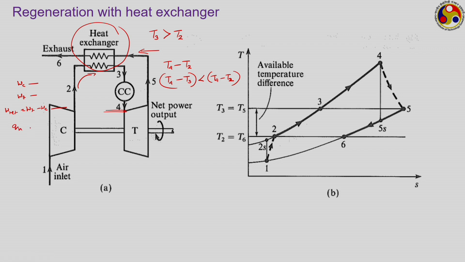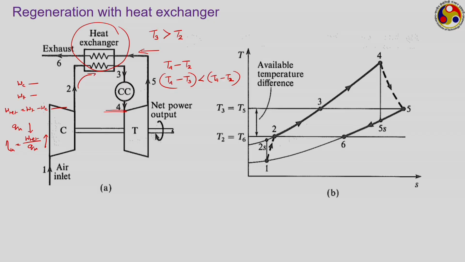heat input requirement Q in is reducing, because some part of the heat is being recovered from the exhaust gas. Therefore, the thermal efficiency, which can be written as the net work output by heat input, is having a rise. So, regeneration is an option of increasing the thermal efficiency without affecting the work output from the system, because its effect is not to change the work output, rather to reduce the heat input requirement.